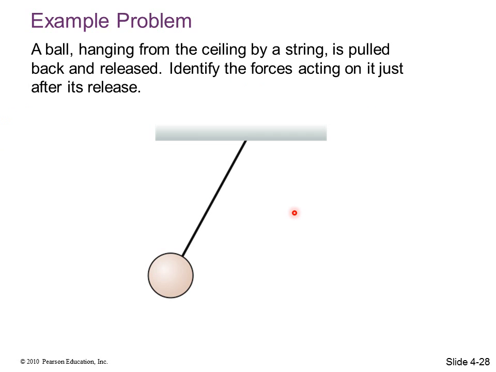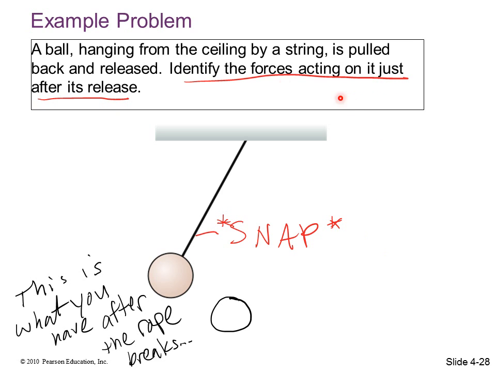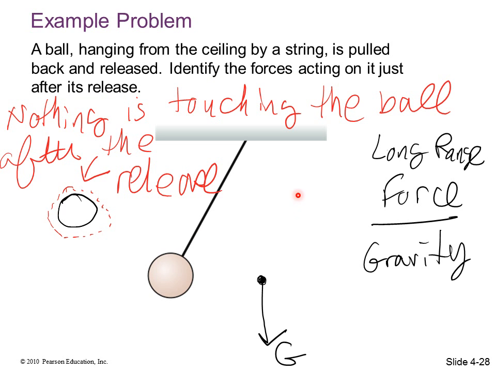Hit pause. You're going to draw a picture and try a free body diagram and then see what you got. So here's the picture. First, you have to realize it's after it releases. So snap, boop. So this is what you have after the rope breaks. Here is the ball. So go ahead and try to do your free body diagram for the ball right here at this moment when it's in the air. This is what I got.